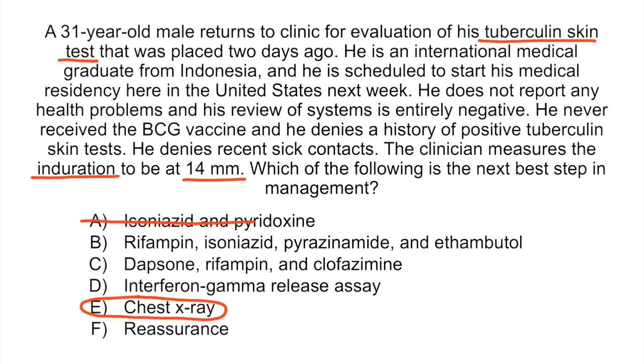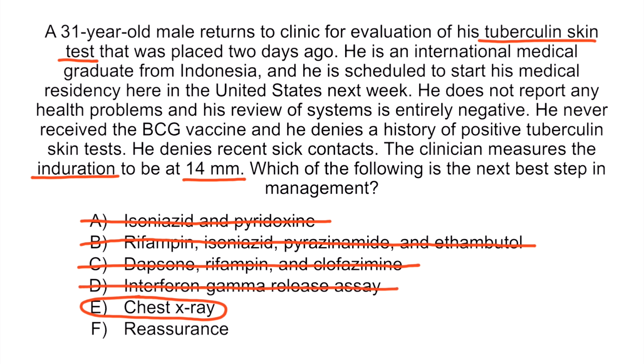Option A, isoniazid and pyridoxine, describes treatment for latent TB. It is incorrect because we haven't yet determined whether this patient has active or latent TB. Option B, rifampin, isoniazid, pyrazinamide, and ethambutol, describes the RIPE therapy for active TB. It's incorrect for the same reason as option A. Option C, dapsone, rifampin, and clofazimine, describes the treatment for lepromatous leprosy, not tuberculosis.